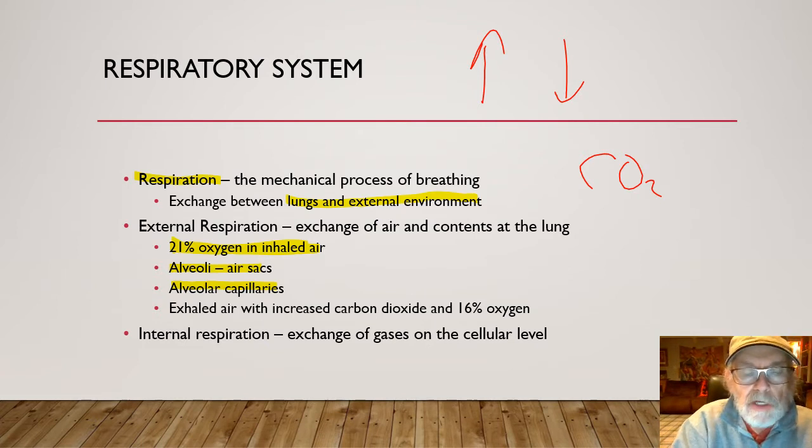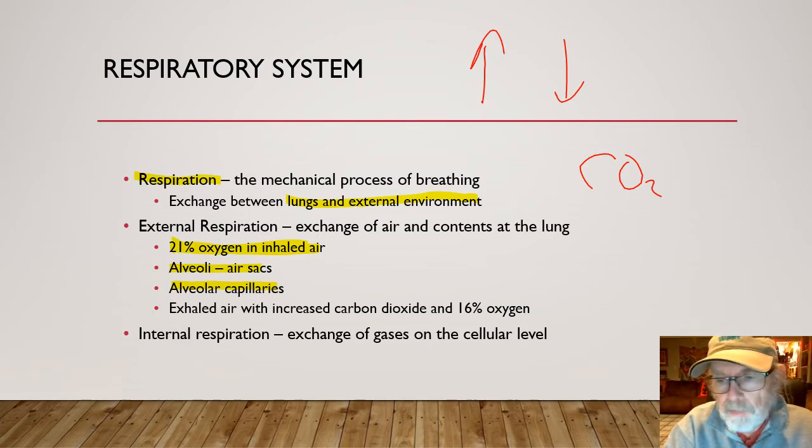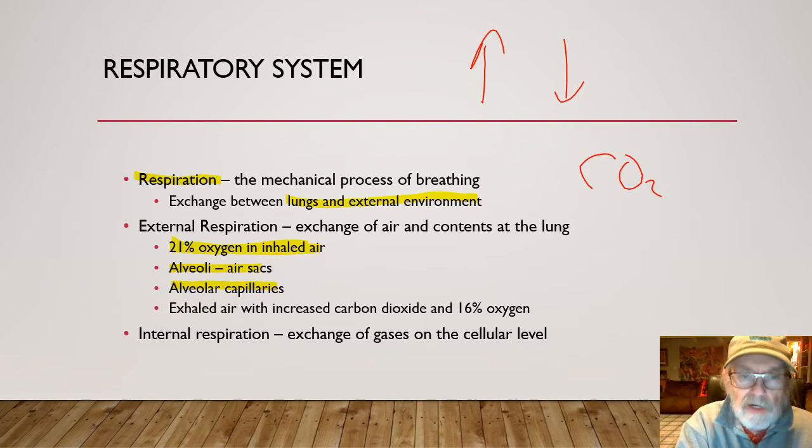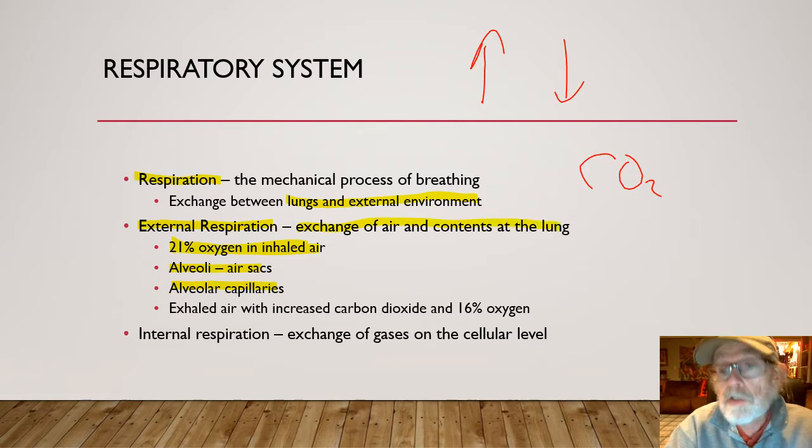So what we're doing is two things at the lungs. We're taking the oxygen from the atmosphere, from the air that we breathe, which is in higher concentration than in the blood, and putting that in the blood. And we're taking the carbon dioxide, which is in a higher concentration in the blood than in the atmospheric air, and putting it from the blood into the alveolar sacs so I can exhale it. This whole process that occurs in the lungs is called external respiration, which is the exchange of air and its contents, carbon dioxide and oxygen, at the lung level.